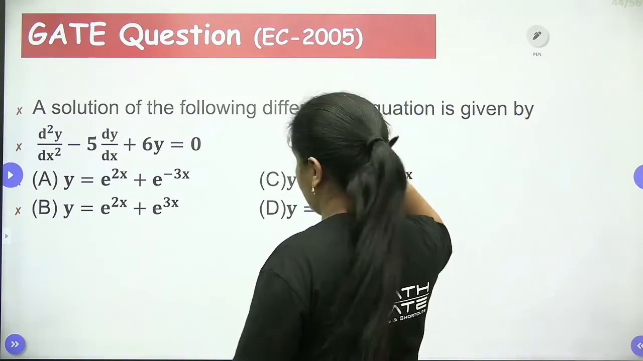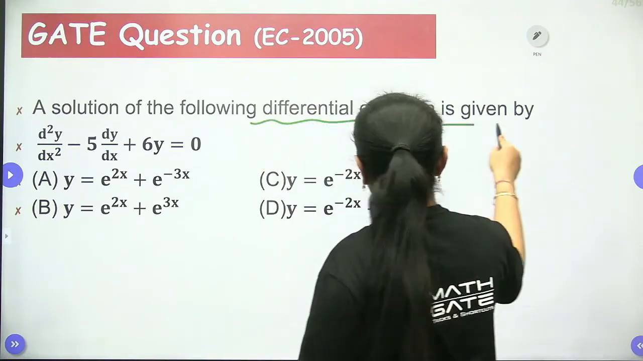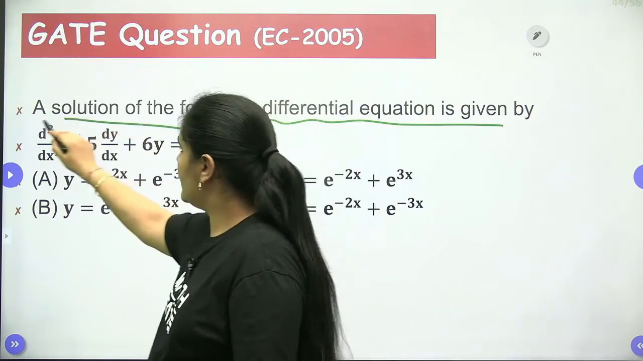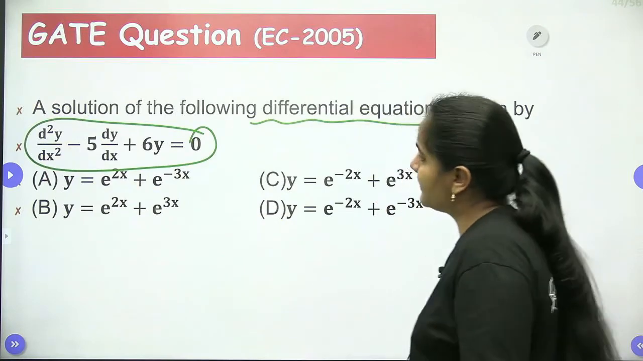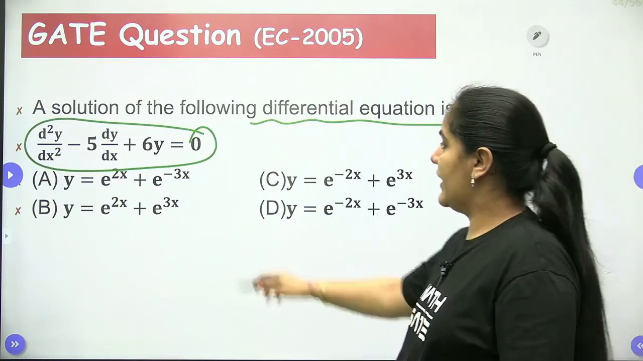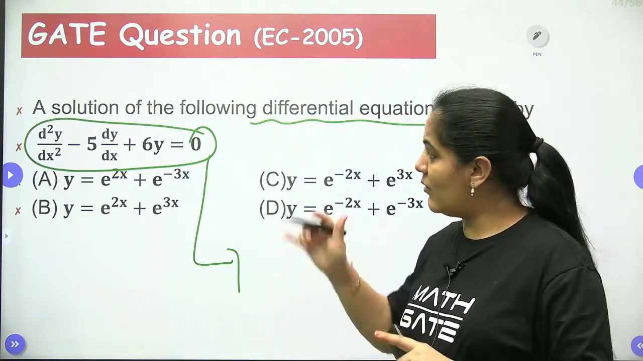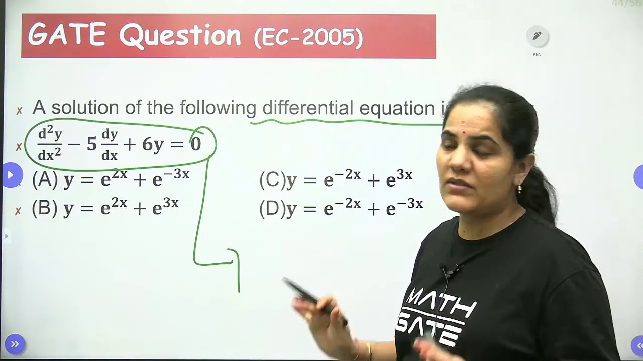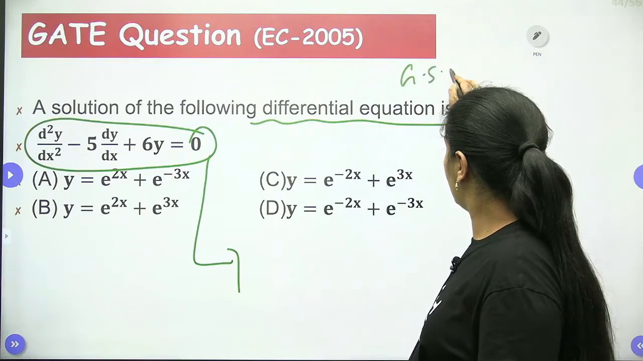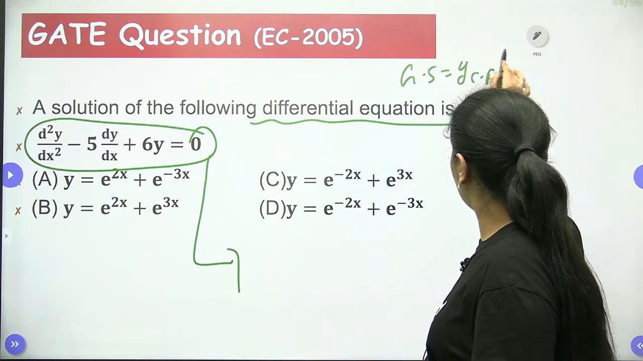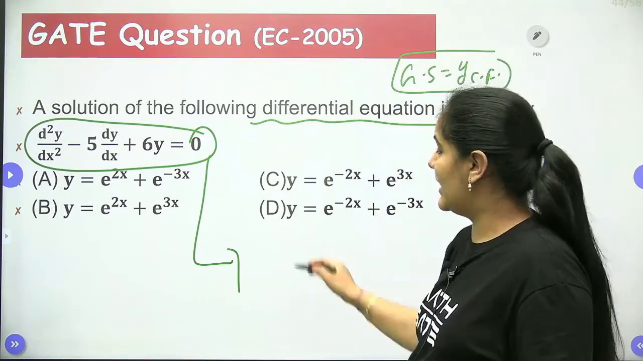Okay, now exactly what is the question? The solution of the following differential equation. Again it's talking about the solution only. Is it repeated? No. It means we know very well that whenever we have an f(D)y equal to 0 type of equation, the general solution is nothing but the CF only, because PI will be 0 in that case.